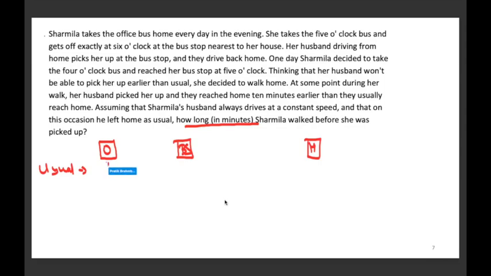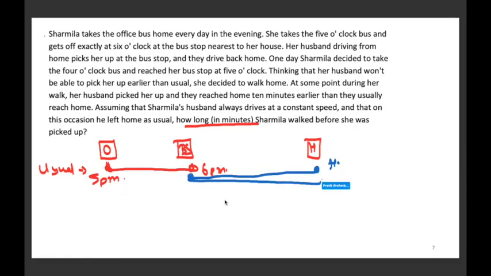Sharmila from the office takes the 5 o'clock bus, gets off at the bus stop at 6 o'clock. Her husband, driving from her home, picks her up at the bus stop and then drives back home. So this is the husband's movement. She goes here, the husband goes here and then picks her up and comes back. This is the usual time.